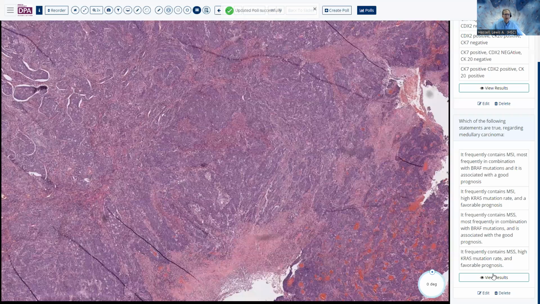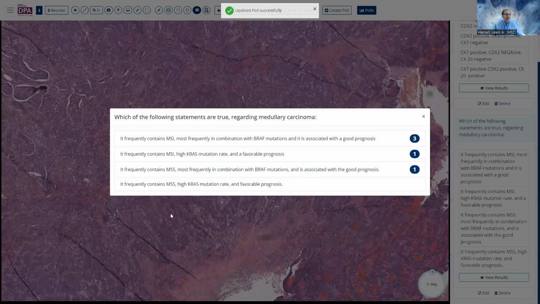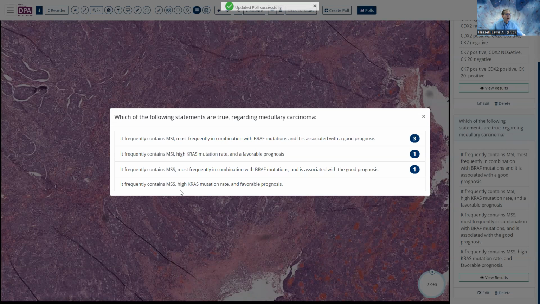Which of the following are true regarding medullary carcinoma? Well, obviously this was a tricky one. The tumor infiltrating lymphocyte should tell you that this is usually going to be microsatellite high. And it does have usually BRAF mutations and a good prognosis. So it looks terrible, but it tends to do well or better than similarly staged conventional carcinomas. It does not have KRAS mutations. Those are typically present in the conventional carcinomas. So that's the distinction here.